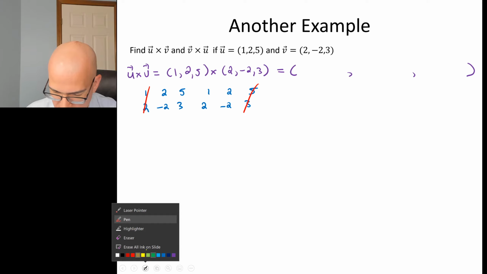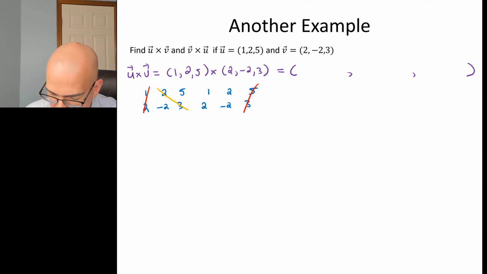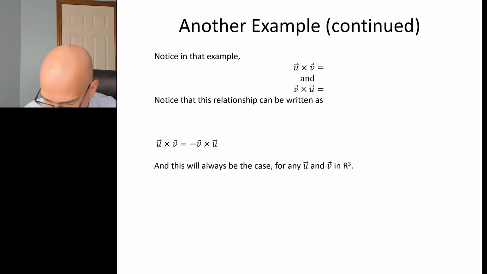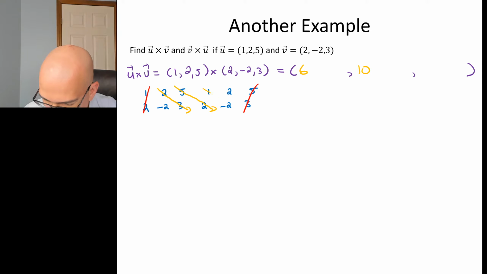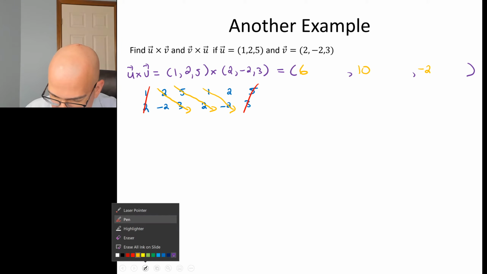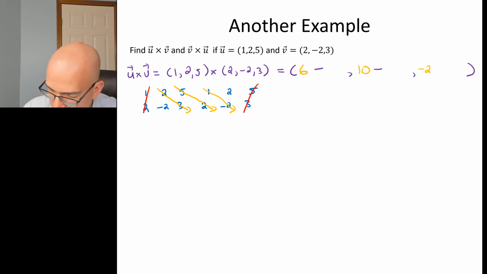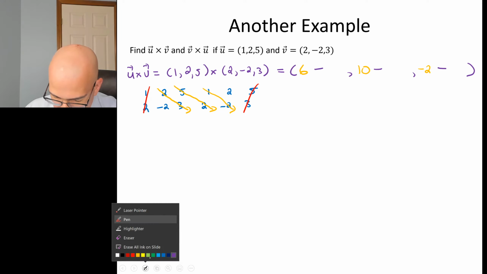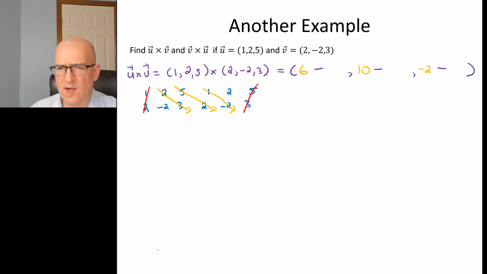So use the same color scheme. 2 times 3, so that's a 6. 5 times 2, that's a 10. 1 times negative 2 is a negative 2. And now we're going to subtract the next pieces. Subtract, subtract, subtract. And we have our up products. I call them up products and down products, even though the arrows aren't really necessary, but it doesn't matter.